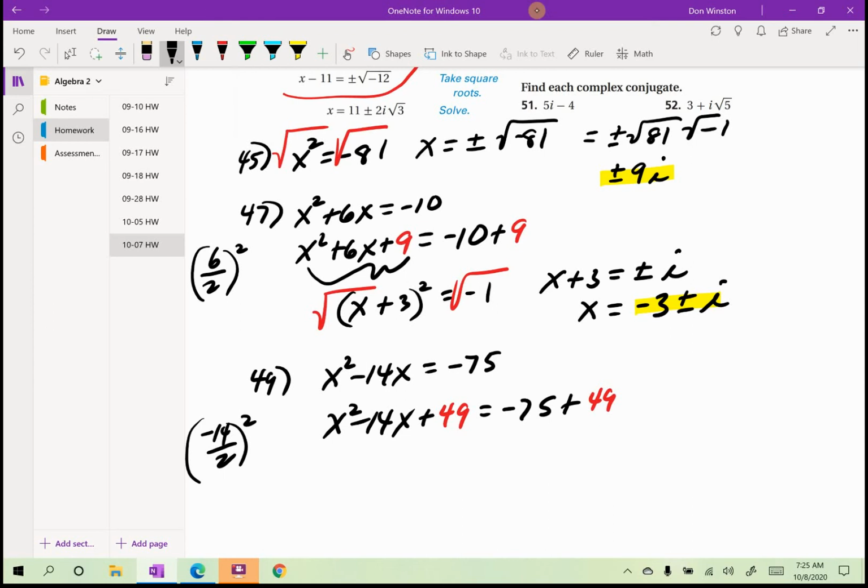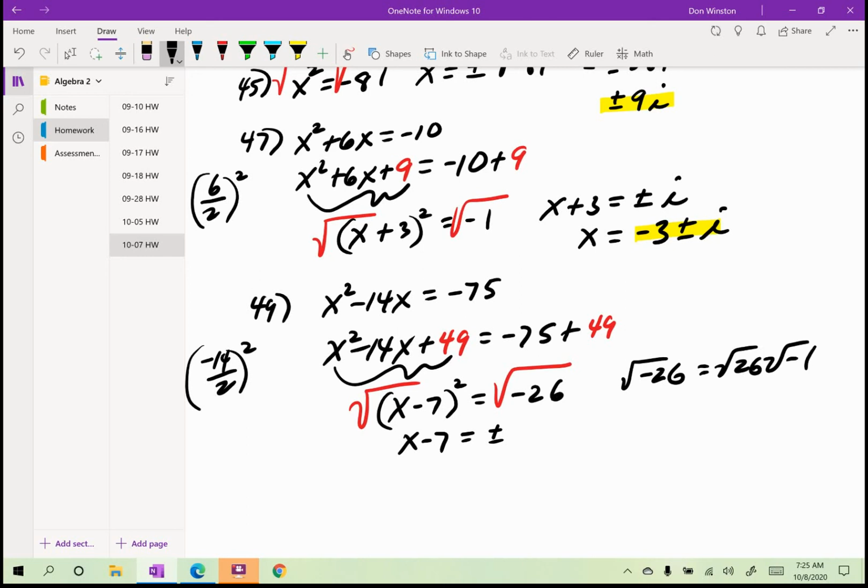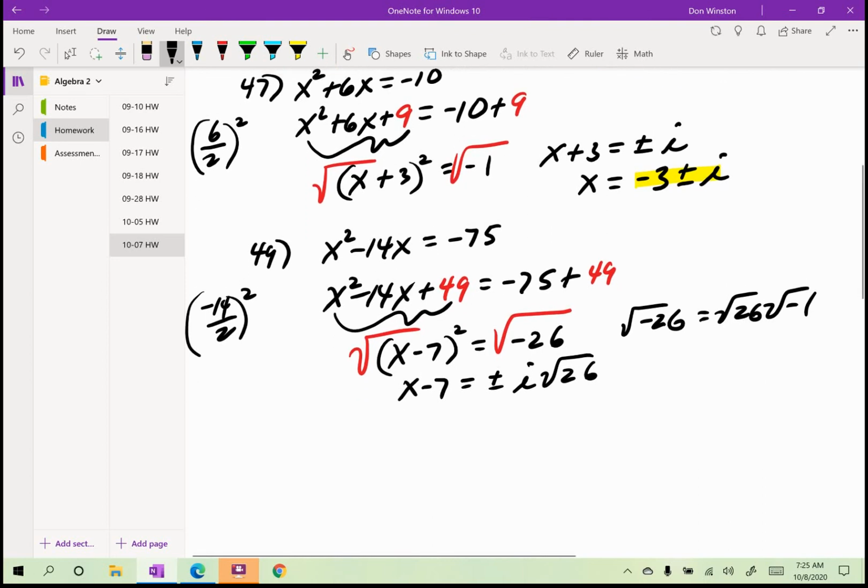x squared minus 14x plus 49 is x minus 7 squared. It's a perfect square trinomial. And negative 75 plus 49 is negative 26. And then we square root both sides. And then we get x minus 7 equals plus or minus the square root of negative 26, which equals the square root of 26 times the square root of negative 1. So that would be i times the square root of 26. And then finally we add 7. So 7 plus or minus i, the square root of 26.